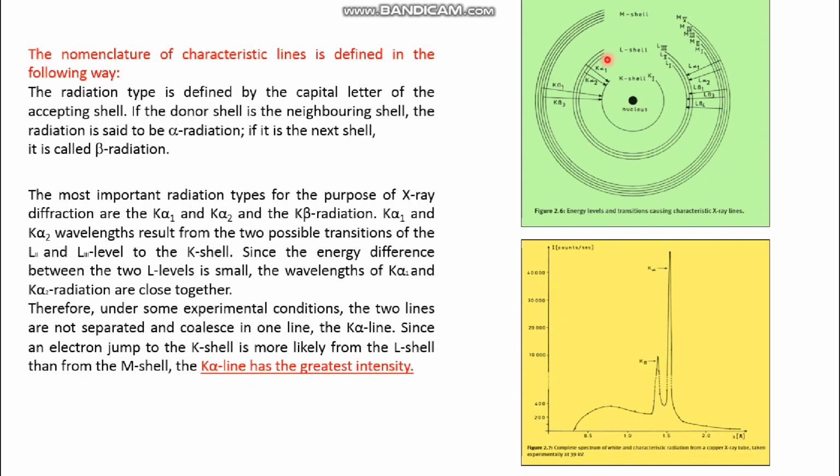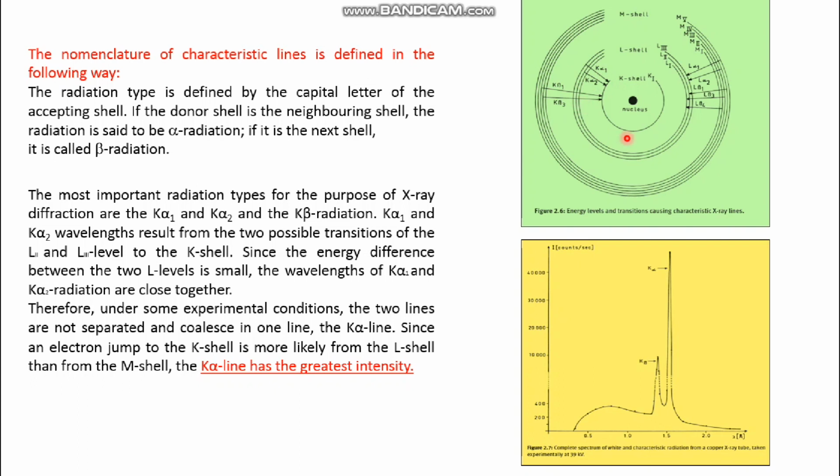But as the energy level differences between the levels in the L shell are very small, K alpha 1 and K alpha 2 are generally treated as equivalent to K alpha radiation. Similarly, in the case of K beta, we may write it as K beta instead of K beta 1 and K beta 3. So, we have two types of radiations, K alpha and K beta.